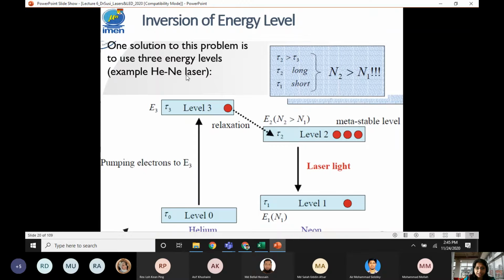Okay, so this is in a helium neon laser. So you have 3 levels. This is level 0, which is for helium. Level 0, we pump it to level 3. Due to relaxation, it goes to level 2, which is a metastable level. This is in neon. So you have helium atoms, and you also have neon atoms inside the helium neon laser. In level 2, the light will go down to level 1 to reach equilibrium, and during this transition, you have helium neon light emitted out.